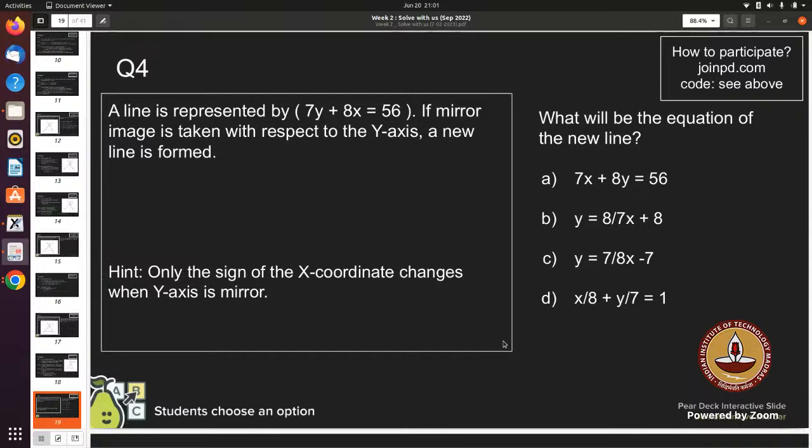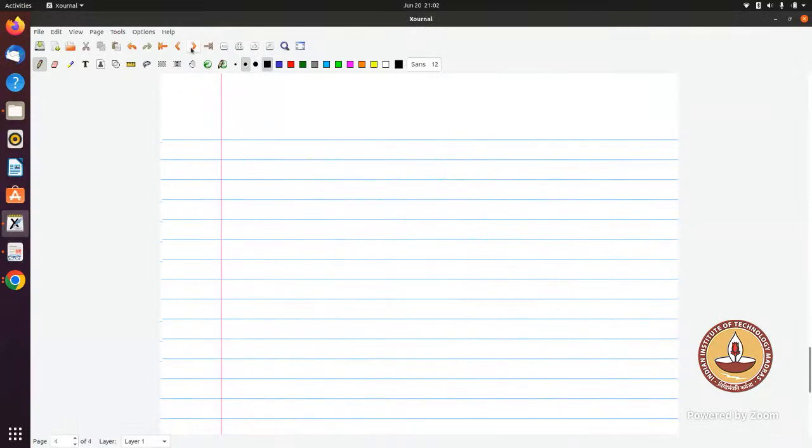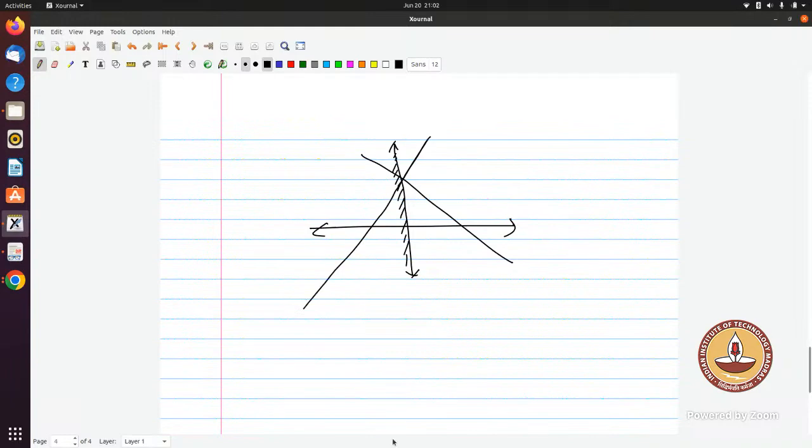These types of problems are there in the graded assignment and practice assignment, I think. A line is represented by this, and a mirror image is taken with respect to the y-axis. So consider the y-axis as a mirror. Suppose this is your coordinate system, and you have a line like this. Now, if you take the y-axis as your mirror, then the mirror image will be like this. It will be opposite. So these two are mirror images of each other if the y-axis is a mirror.